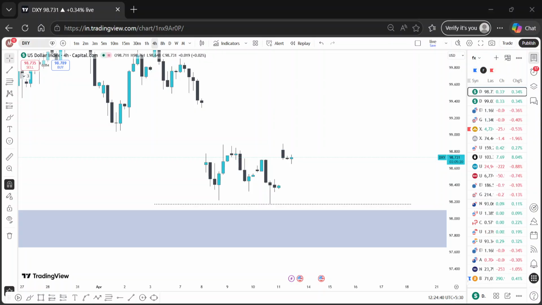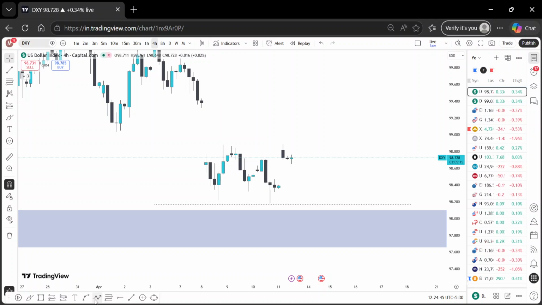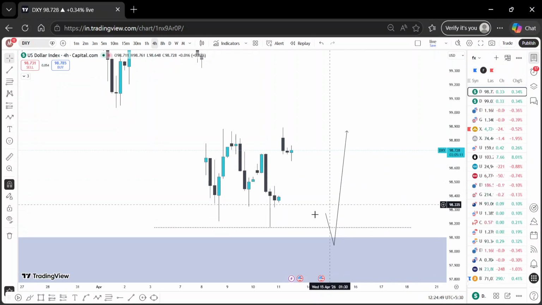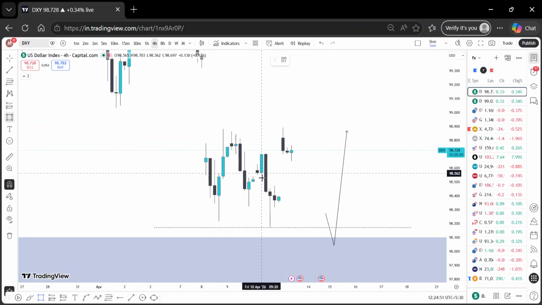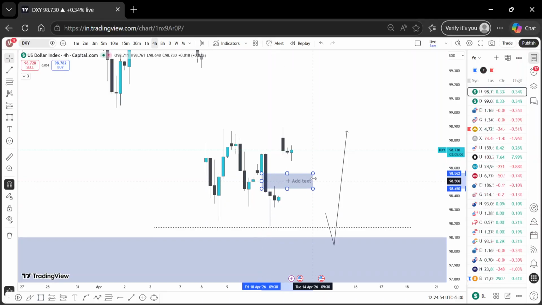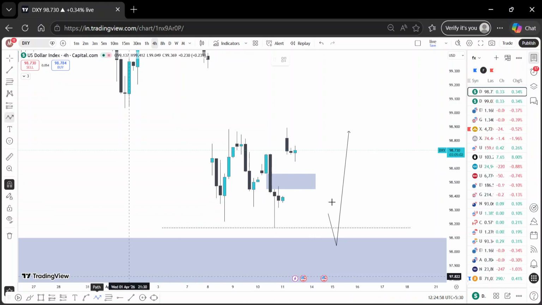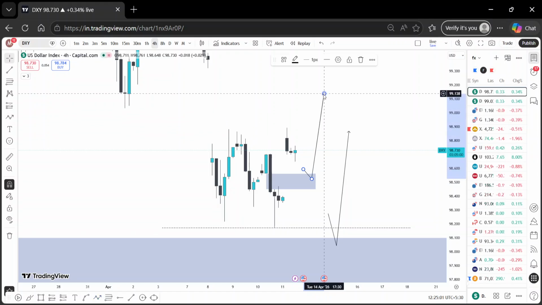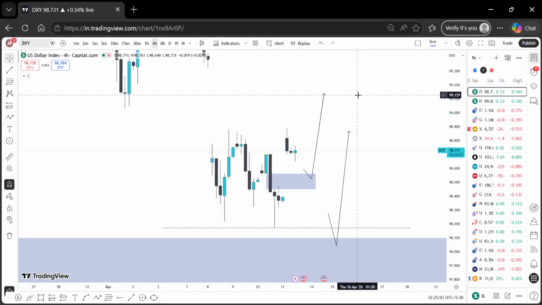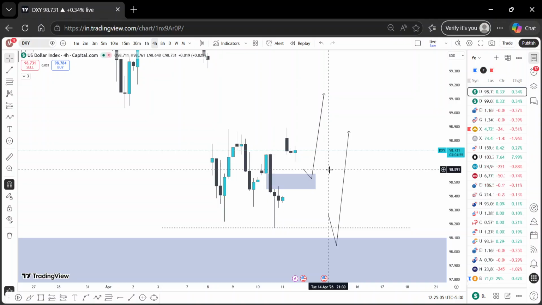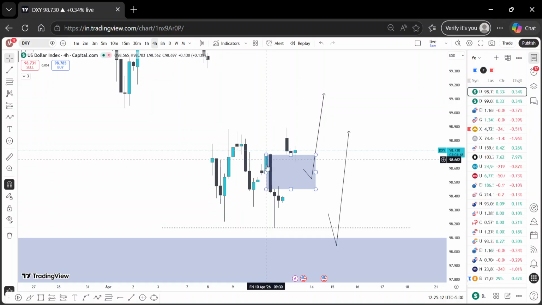So yeah, as I was saying, we can go tap this unmitigated daily fair value gap, or we have an inversion over here, so we might even tap this and then just go higher from here. So definitely I'm bullish on dollar, but from where can we go higher? To be honest, even from here we can go higher because of that breaker.